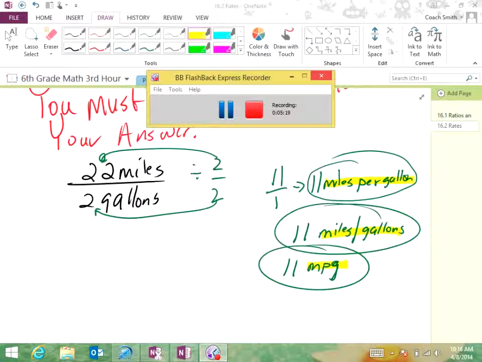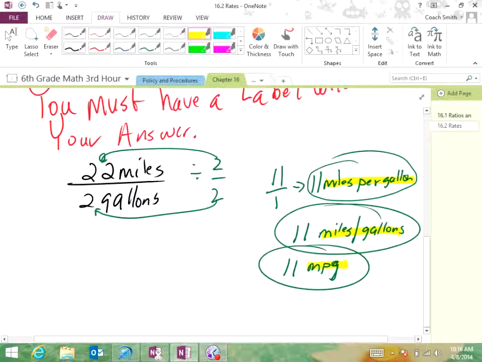So as we stated, you've got labels on each one of them. Understand that you must have a label for it to be correct, and it must be the correct label. Obviously, you're not going to put in there 11 feet per pound. You're not going to put something like that. So, let's look at some actual examples out of the book.